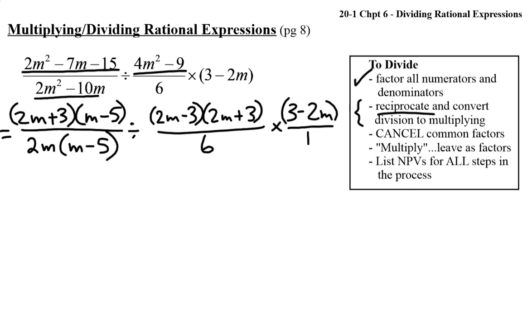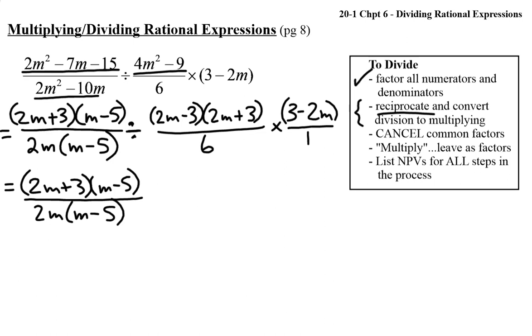Reciprocate, make multiplying. That's only the division here. So that means the 2m plus 3 times m minus 5 isn't going to change. 2m times m minus 5 isn't going to change. But now we need to reciprocate. 6 is up on top. The 2m minus 3 and the 2m plus 3 are now in the denominator because we've reciprocated. And our last bit times 3 minus 2m.